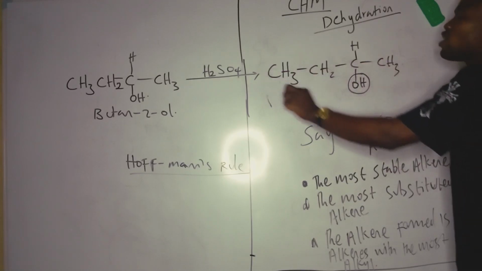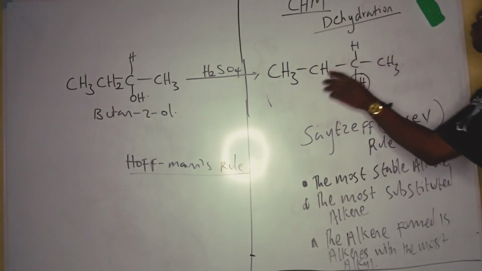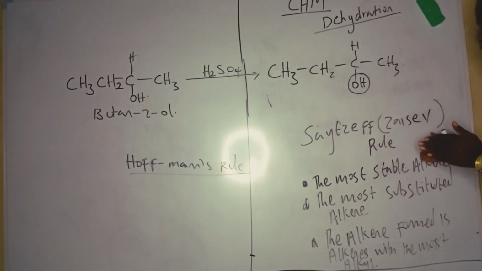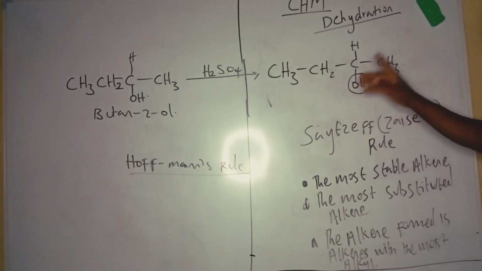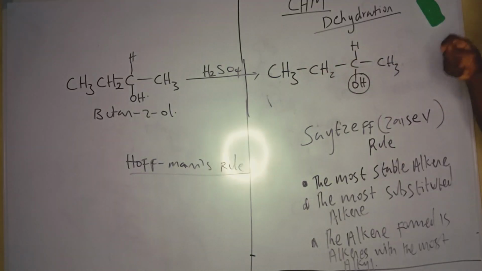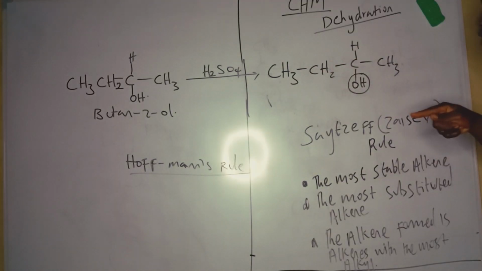So this alkene will just have one alkyl group, one substituent. But if I remove it from here, the alkene will have two alkyl groups. So Saytzeff rule: remove hydrogen from the carbon with less hydrogen. According to Hofmann's rule, remove hydrogen from the carbon with more hydrogen. Saytzeff product is usually the most stable product in our organic chemistry today.